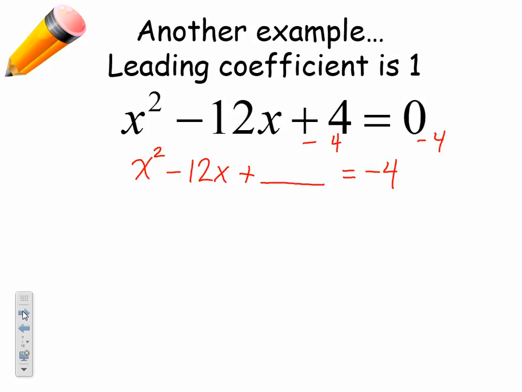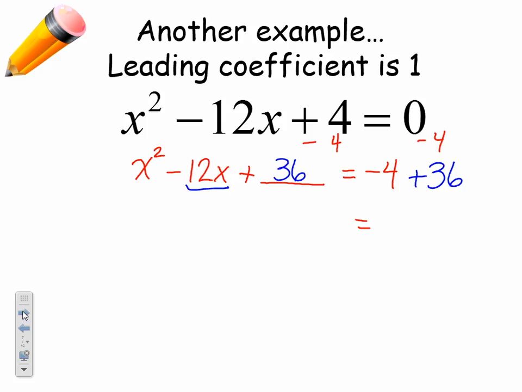Well, what do we do to fill in the blank? Think about having x squared minus 12x. Think about that visual. We'd split that 12x in half. Negative 6 by negative 6, negative 6 times negative 6 is positive 36. So I'd add 36 to both sides. Don't forget to add it to the other side.